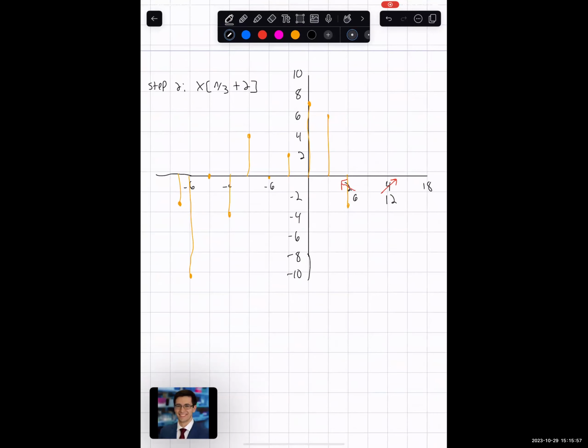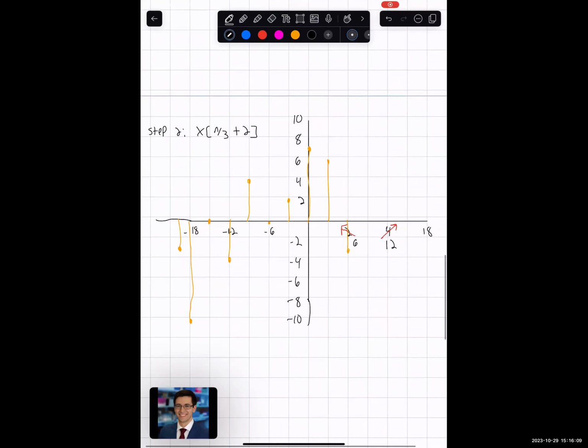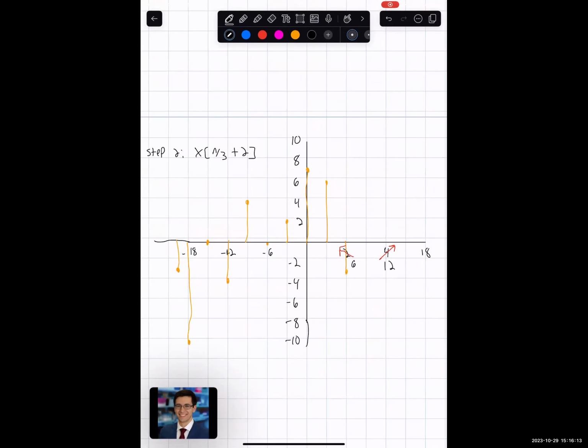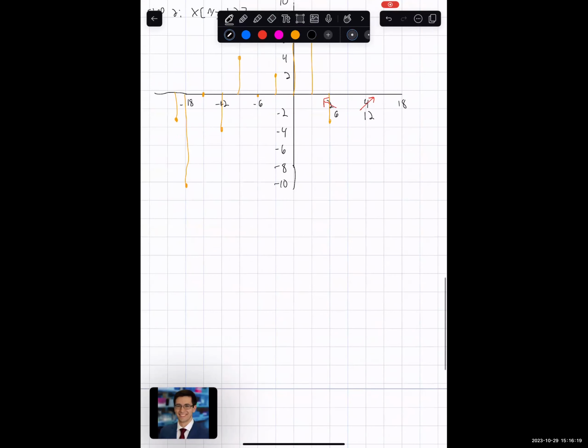So -6, -12, -18. Does that make sense to everybody, how I did that? That way you don't have to redraw the whole axes and make these huge axes. You can just copy the same exact graph, erase the numbers, and just times them by 3. Okay? So now we're on to step 3.